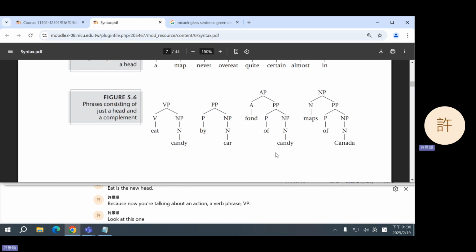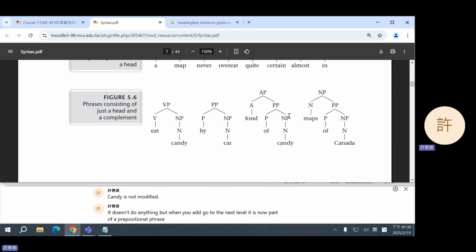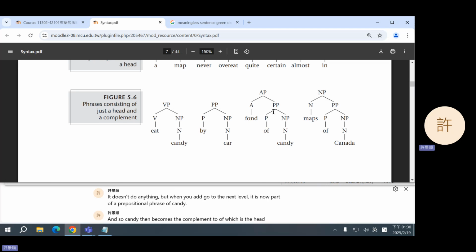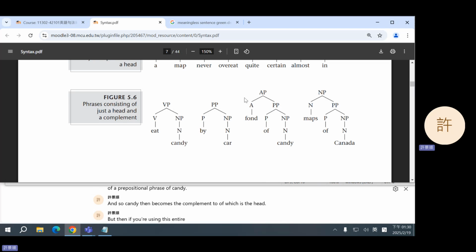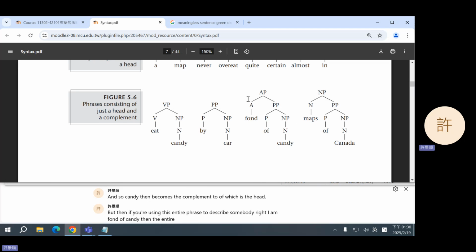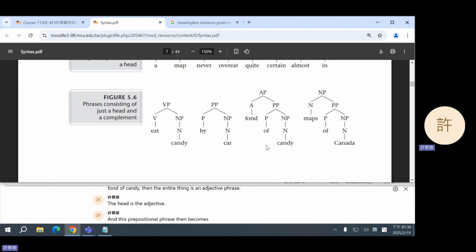Look at this one. Fond of candy. Candy is not modified. It doesn't do anything. But when you go to the next level, it is now part of a prepositional phrase, of candy. And so candy then becomes the complement to of, which is the head. But then if you're using this entire phrase to describe somebody, right? I am fond of candy. Then the entire thing is an adjective phrase. The head is the adjective. And this prepositional phrase then becomes the new complement.